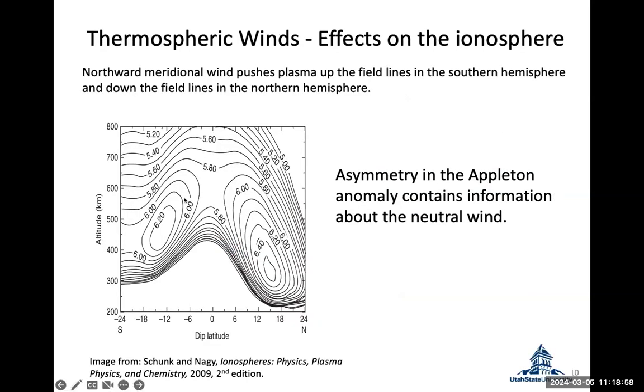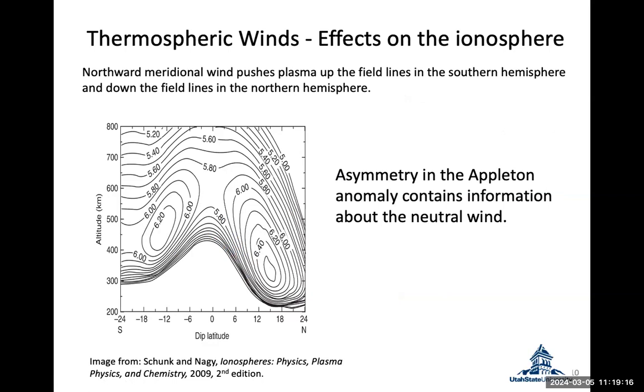This here, for example, is a schematic of this. It comes from a model run here, where we see that on the southern side here, the ionization was lifted up, and it was lowered on the northern side, and you also see differences in the strength here.